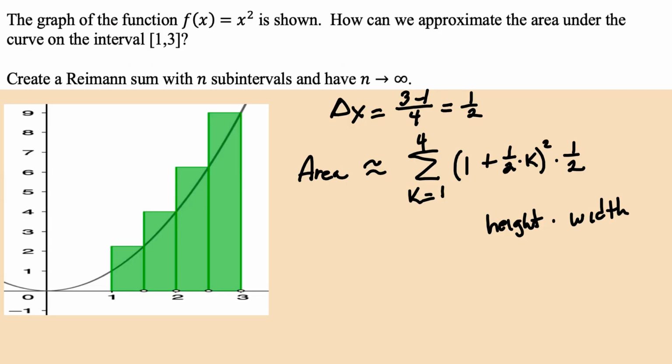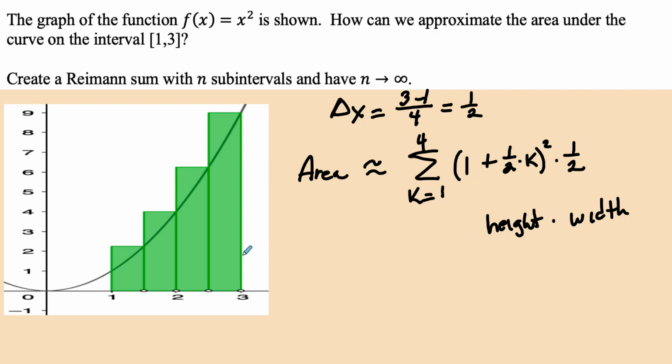Let's take a look at this graph, f of x equals x squared, and let's approximate the area under the curve to start and move on to an exact area. So let's first start with 4 subintervals. We're going to take the width of the interval, 3 minus 1 divided by 4, and the width of every interval is 1/2. So the area is approximately all of these rectangles added together.